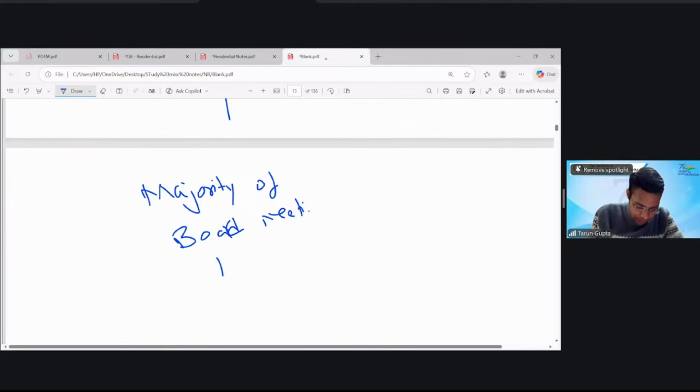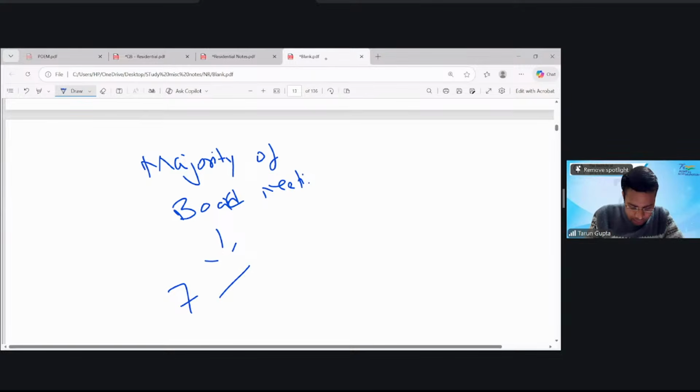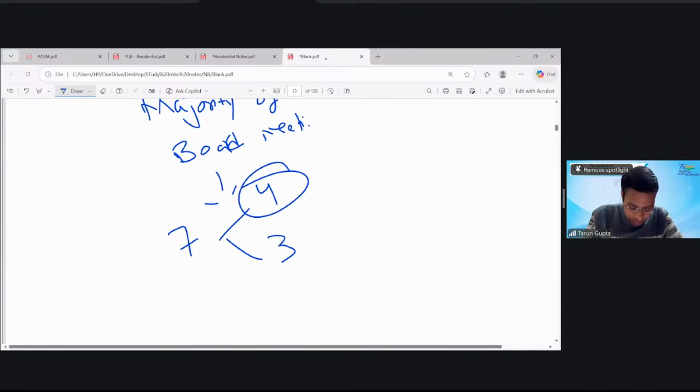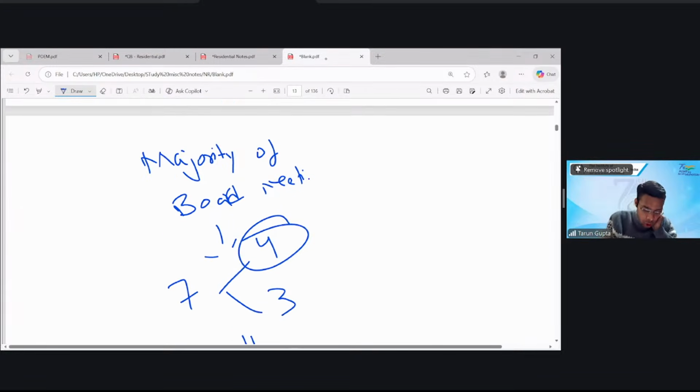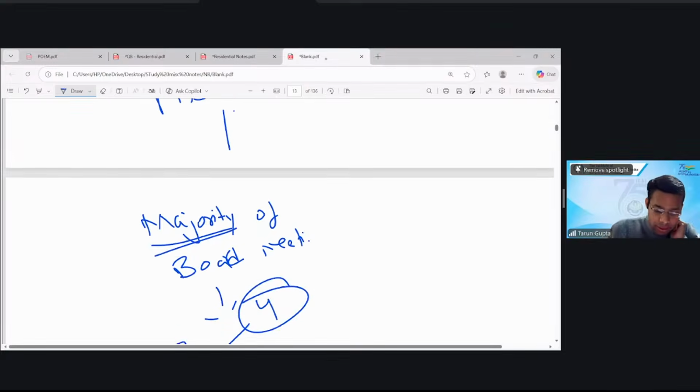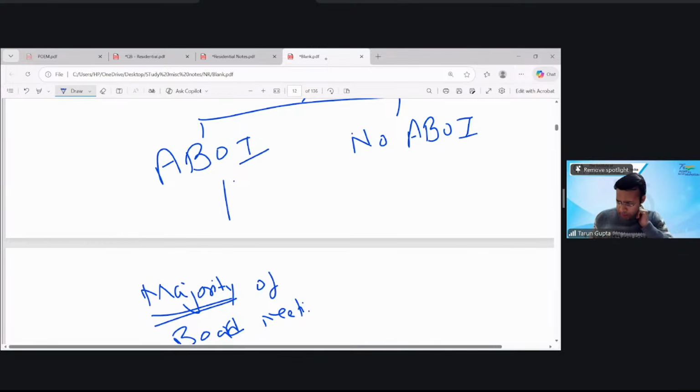So if the total board meetings during the year are, say, 7, and 4 happen outside India and 3 happen in India, and the company is engaged in ABOI, active business outside India, then the POEM of the company shall be outside India, because the majority of the meetings happen outside India. Even if part of the meetings happen in India, no problem. If the company is engaged in active business outside India, then we have to see the majority. You are with me?